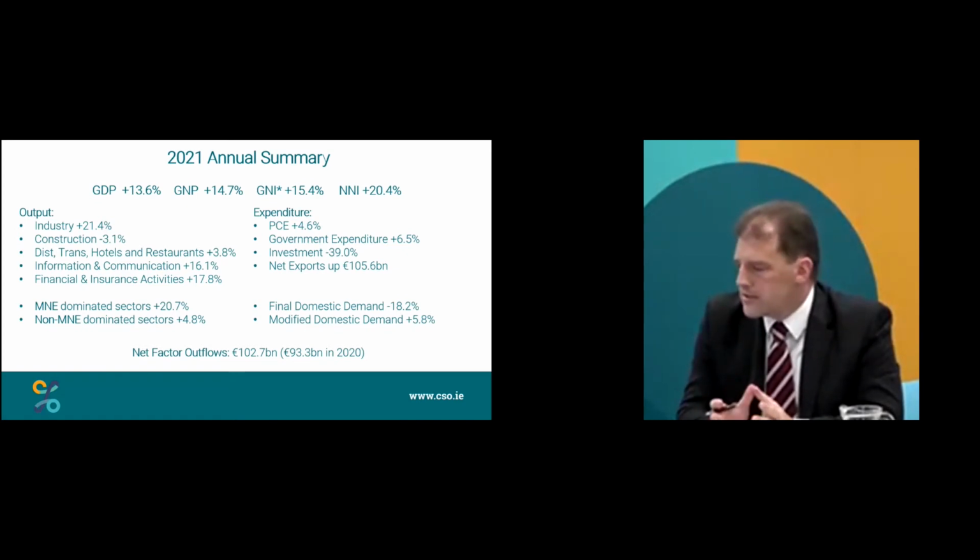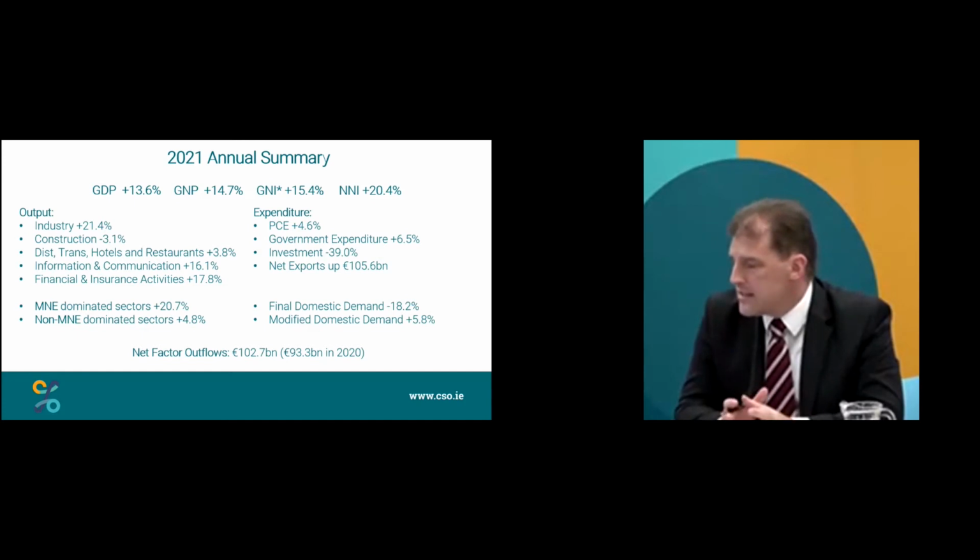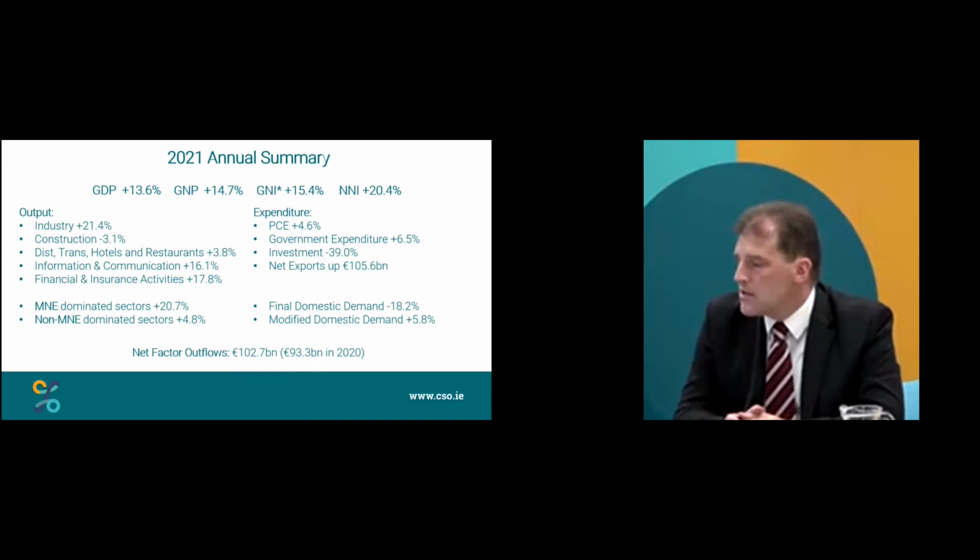But looking around the slide there, the other areas, the non-M&E dominated sectors on the left, is still showing us 4.8%. MDD on the right-hand side, the expenditure modified measure, at 5.8%. So all of these, along with PCE, are still showing us the same kind of figure in the 4 to 5.6% range for the domestic economy.